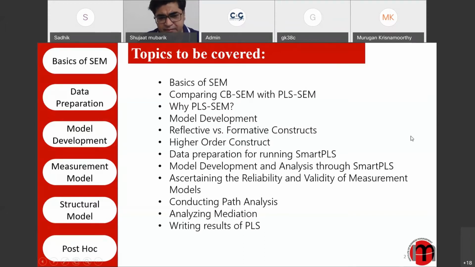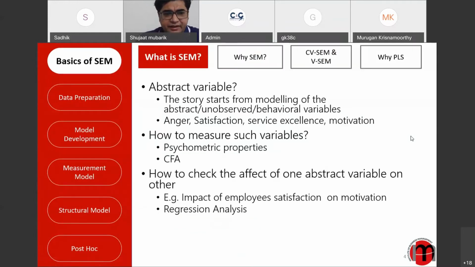So the story begins from the time when there was a problem to measure or gauge abstract variables. These were behavioral variables, and psychiatrists were trying to gauge and operationalize them, and it was harder for them. For example, the intensity of happiness, the extent of motivation, or sometimes the tendency to suicide or the tendency to live. These were the questions posed to psychiatrists, and they were keen to operationalize and quantify these phenomena.